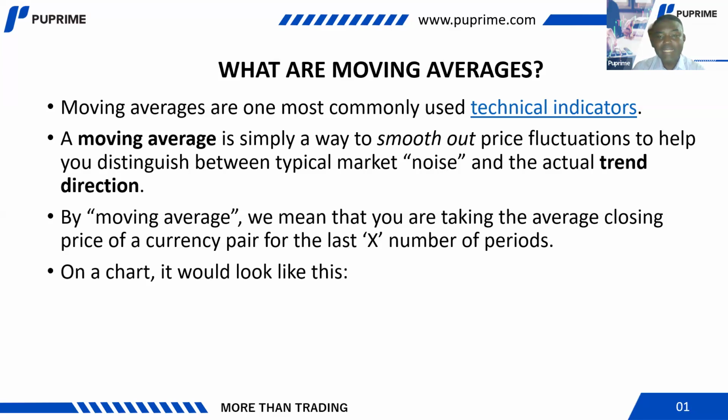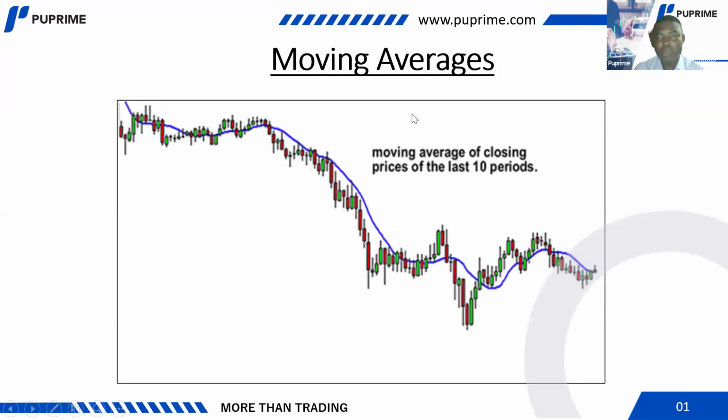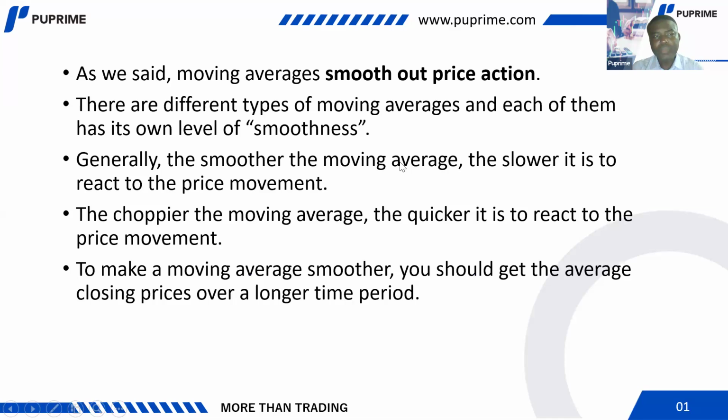So by moving average, we mean that you are taking the average closing price of a currency pair for the last X number of periods, and on a chart, it's going to look like this. This is what the moving average looks like. Now, when you attach a moving average on your chart, you will see that the price is always either above or below the moving average. You can see the blue line here, and this indicates the moving average. It is the moving average of closing prices of the last 10 periods, that is what this diagram is showing.